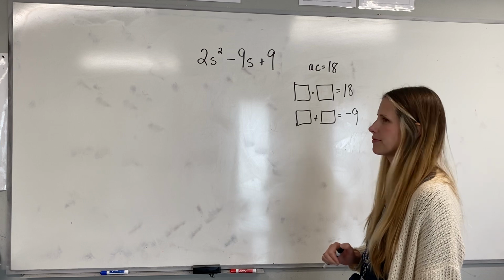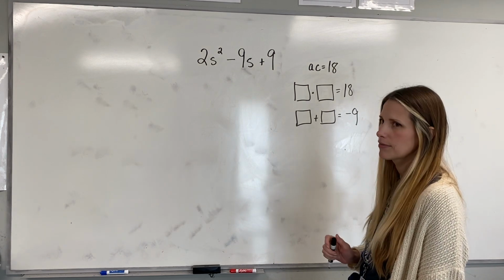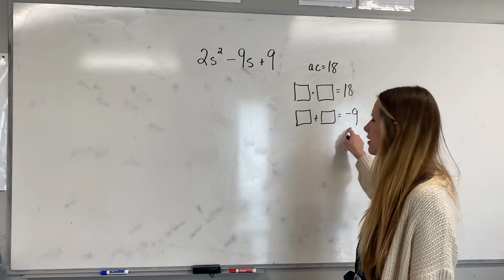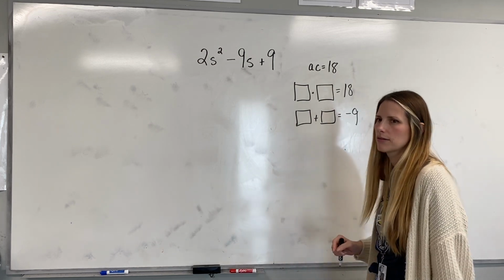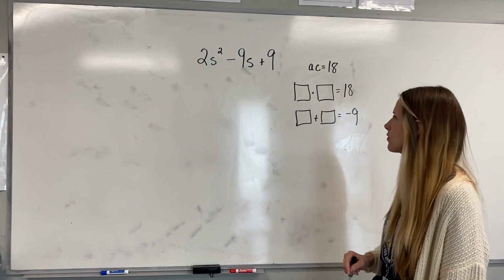5. I know 5, 9, and what was it? 2. But how would I get negative 9 with that? 7. Negative 2 and 9. No.